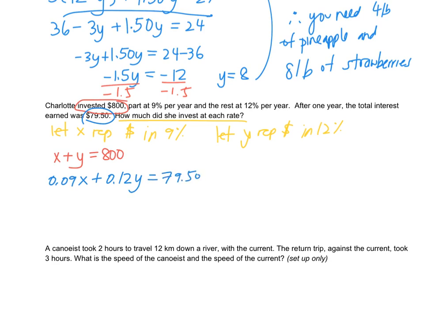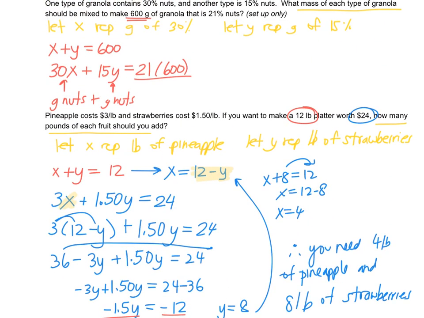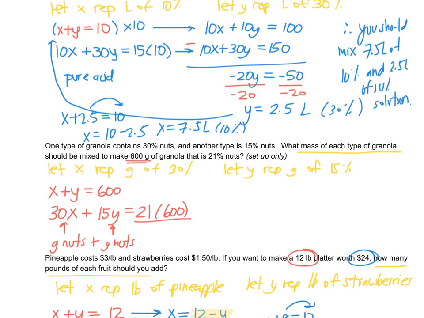Now, you might be wondering, why can't I just do 9X plus 12Y? Because that's what we did with the mixture problems. So I'm going to go up there for a second, and I'm going to show you why it was okay to not put them in decimals. So let's look at this granola mixture, and then we'll revisit the interest one.